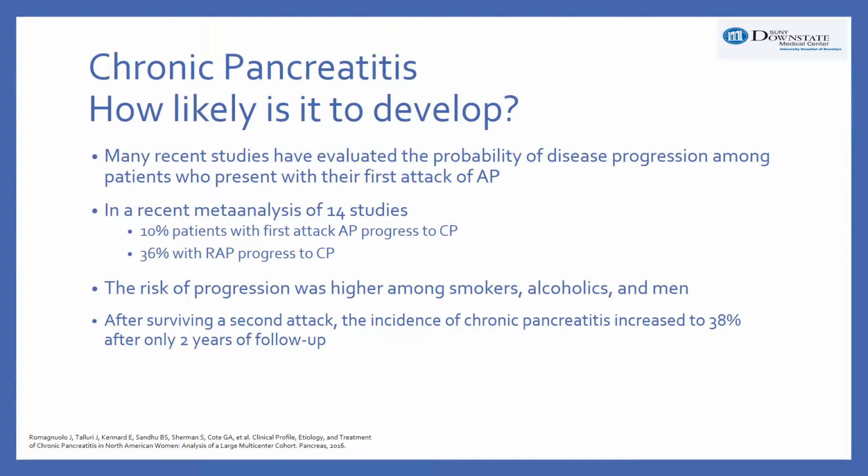How likely is chronic pancreatitis to develop? It develops in about 10% of patients with the first attack, and it can progress to a 36% incidence in patients who have had repeated acute attacks of pancreatitis. It's also important to remember that once someone has a second attack, the incidence increases rapidly to 38%.